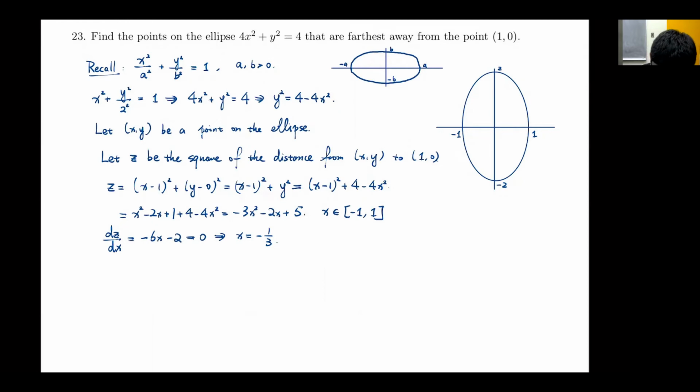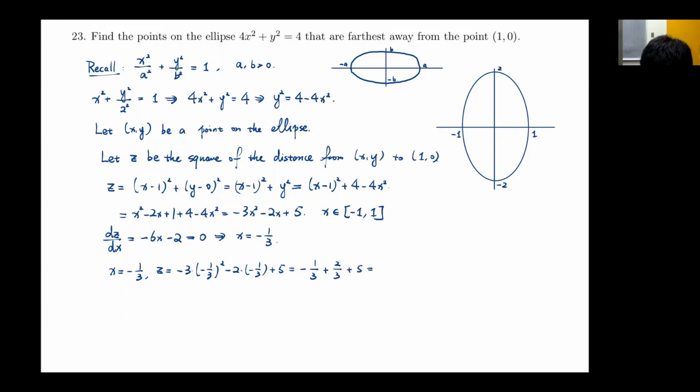And now let's compute the function value. If x equals minus 1/3, then z is going to equal minus 3 times (minus 1/3) squared, minus 2 times (minus 1/3), plus 5. Okay, simplifying, I will get minus 1 over 3 and then plus 2 over 3 and then plus 5.